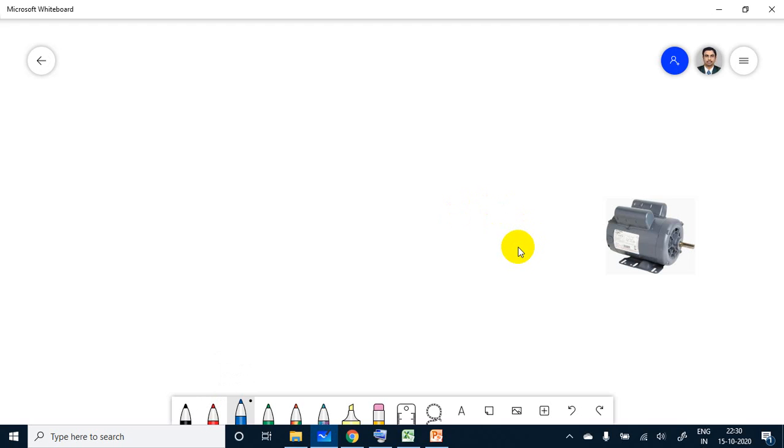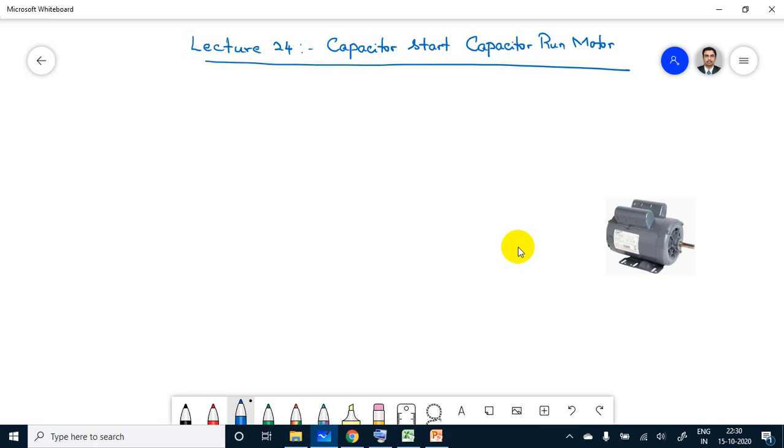Good morning. Today we are going to see lecture number 24, capacitor start, capacitor run motor. Capacitor start, capacitor run motor. The basic introduction of this topic.